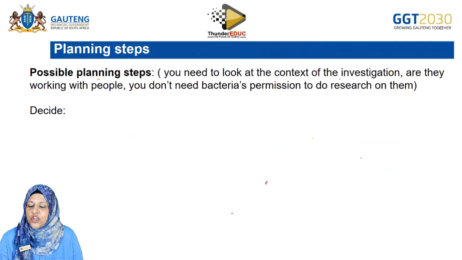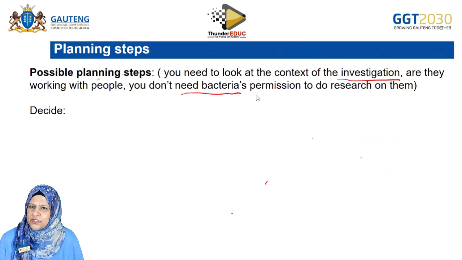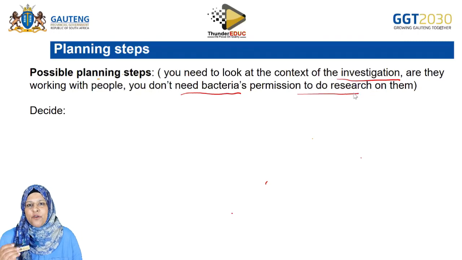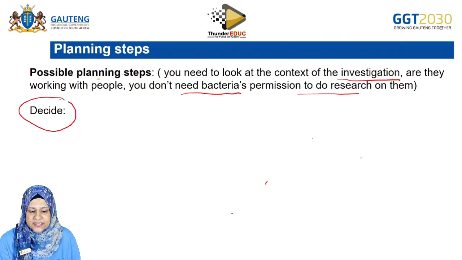And you need to look at the context of the investigation. Are you working with people? If you're working with people, then you need to get permission from people. But if you're working with bacteria, for example, you don't need permission to work with bacteria. You don't need to ask their permission to do research on them, but you need to ask people if you are working with people. Now, the key word for planning is the word decide.